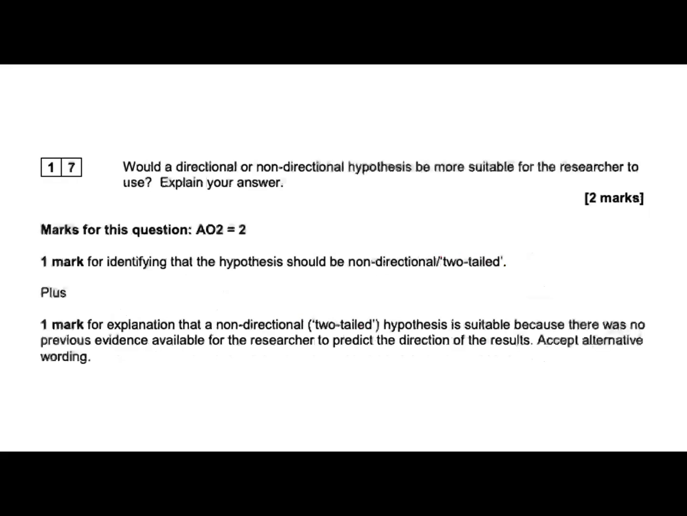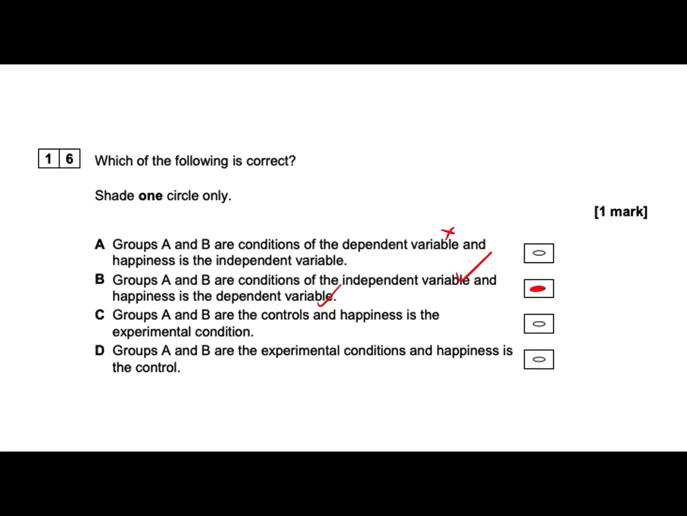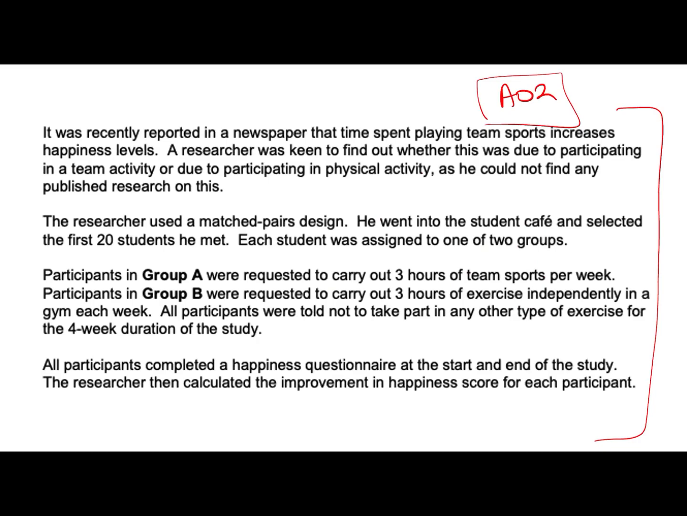All right, question number 17. Would a directional or non-directional hypothesis be more suitable? You get 1 mark for saying non-directional, and then you get 1 mark for saying because there was no previous evidence available. So if we just go back to our scenario, he could not find any published research on this. That tells us that we're not aware of the effect that the IV is going to have on the DV, so therefore we have to use a null hypothesis. Remember, we use a non-directional.